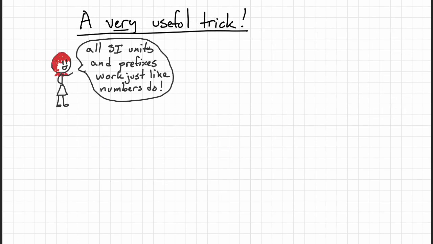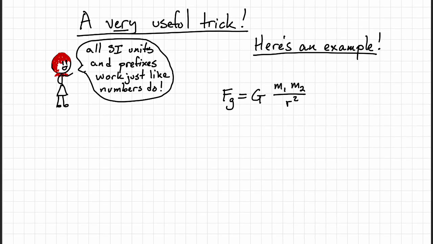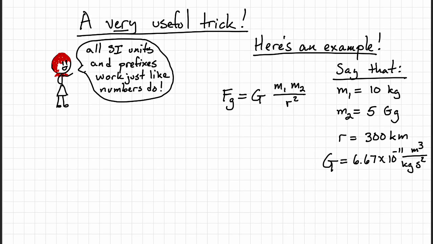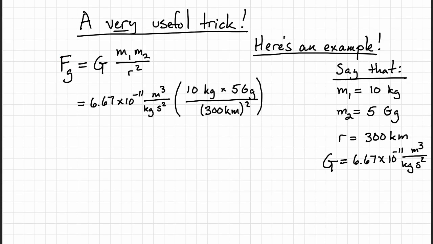We saw that units can combine just like numbers. In fact, all SI units and prefixes work just like numbers do. Here's an example. Let's take Newton's law of gravity. Newton's law of gravity requires us to know something about two different masses, a distance between two different masses, and Newton's gravitational constant, G. There's a lot of units here, and if we plug all of these into the equation, we end up with a mess.